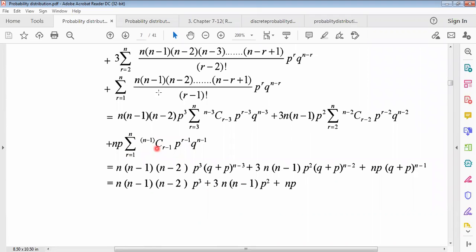Okay, so from the first one, this is p plus q whole to the power what? N minus 3, and this series will be q plus p whole to the power n minus 2 because the highest power is n minus 2, and here the highest power n minus 1. So in the third term, n p into this means q plus p whole to the power n minus 1. So q plus p means you must know 1. This is why this will be vanished, and this will be also 1, this will be also 1. So we get only this term.